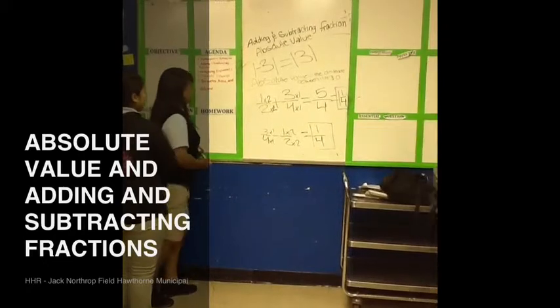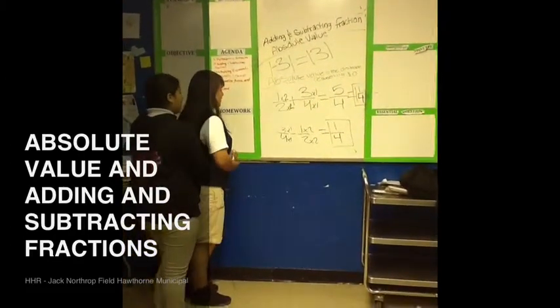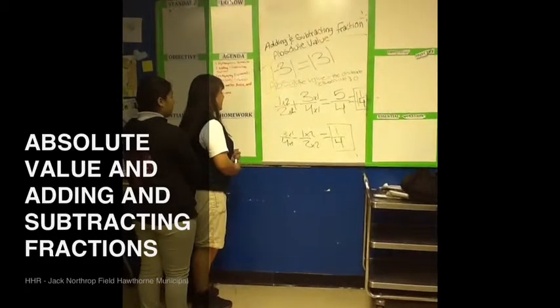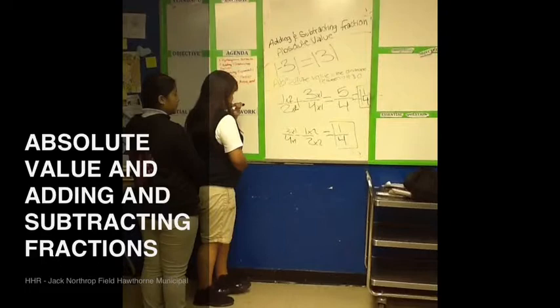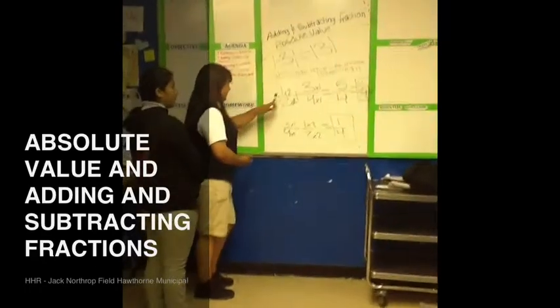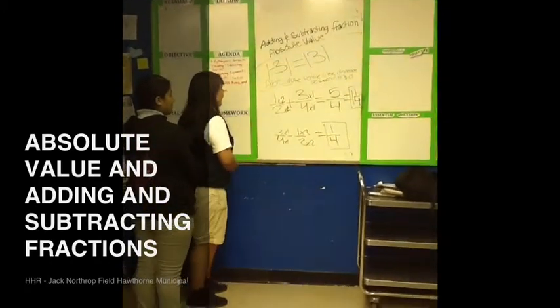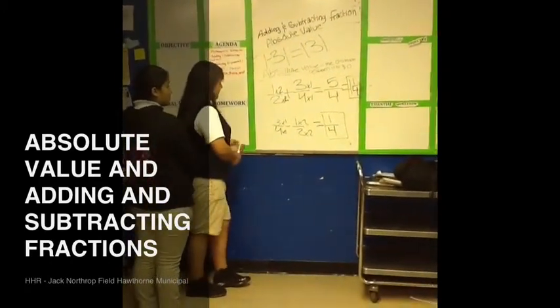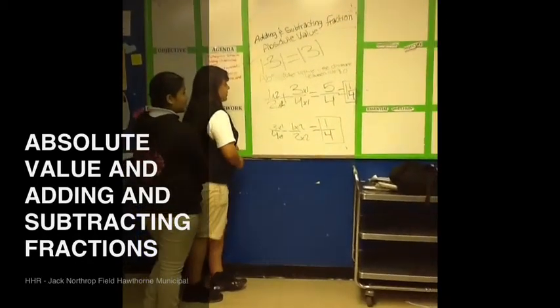For adding fractions, we put up the example of 1/2 plus 3/4. The first step is to find the lowest common denominator. In this case, it will be 4. 2 goes into 4 2 times. So you multiply by the denominator, you go to the numerator. It will be 2/4 plus 3/4 because 3/4 already has a denominator of 4.